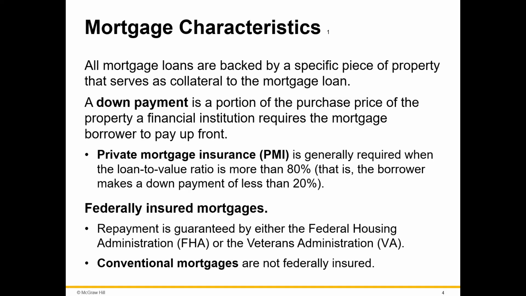Here are some characteristics. As we mentioned, all mortgages are backed by a specific piece of property, so it's collateralized. A down payment is typically part of the deal. It is a portion of the purchase price of the property that a financial institution requires the mortgage borrower to pay upfront.